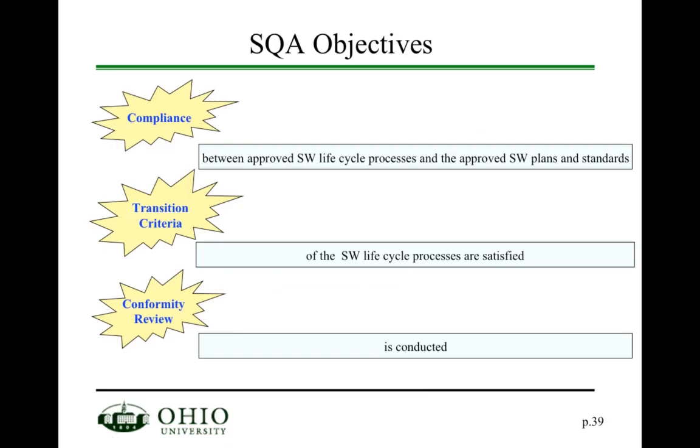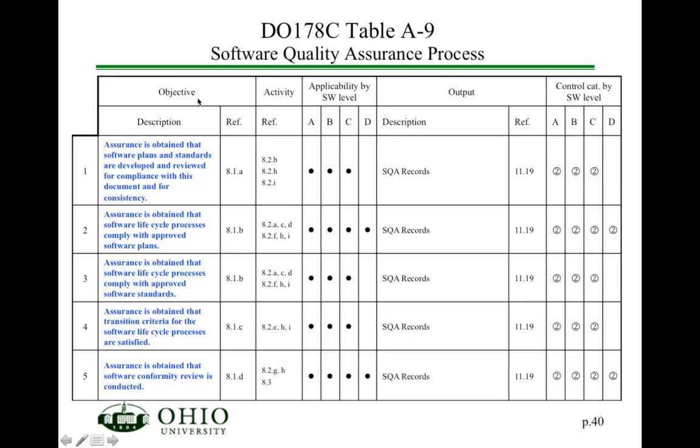Okay, again, I don't know why I put this there, so forget this slide. More or less, if you go to the software quality assurance process table of objectives, you see some of the things that I showed on the previous slide reiterated in all the objectives in a similar fashion to what we saw before.